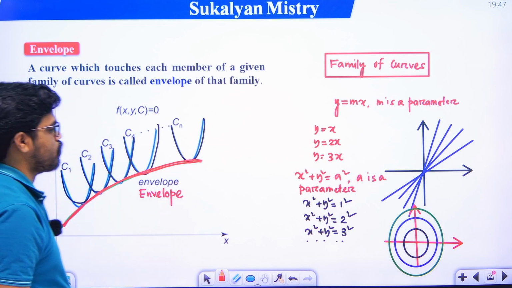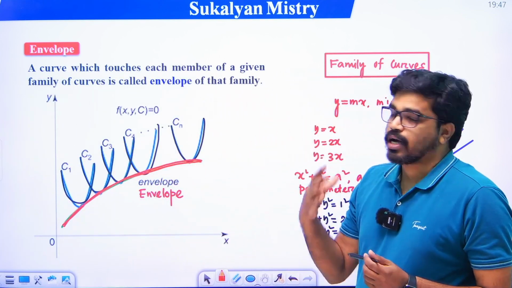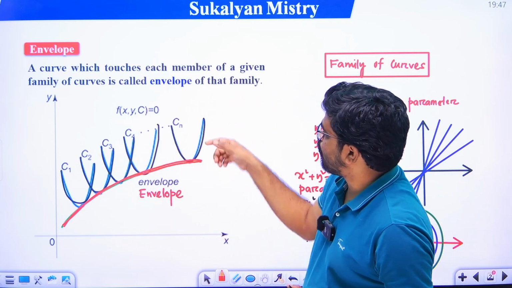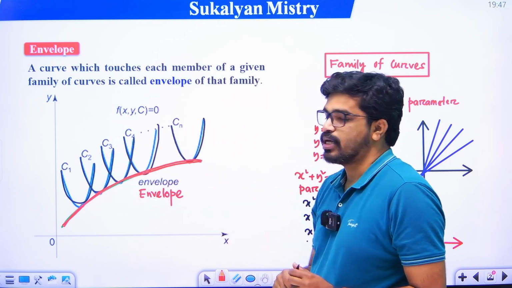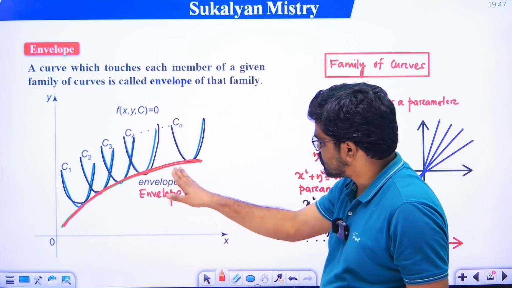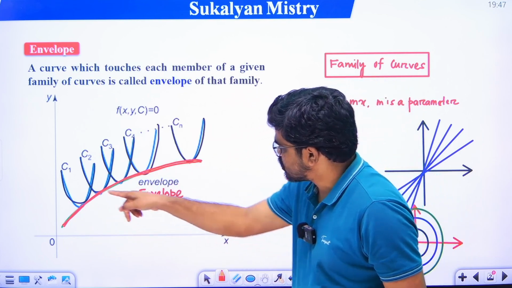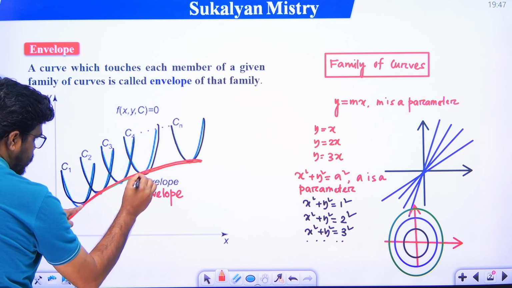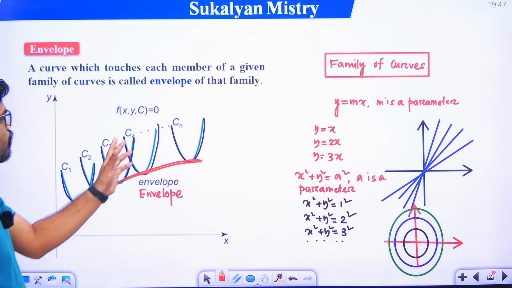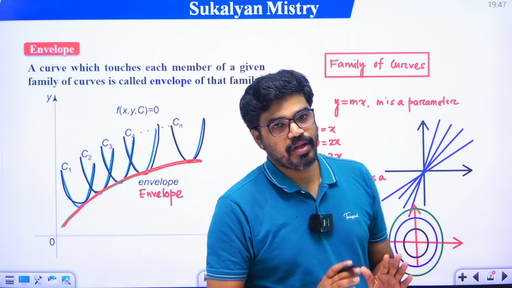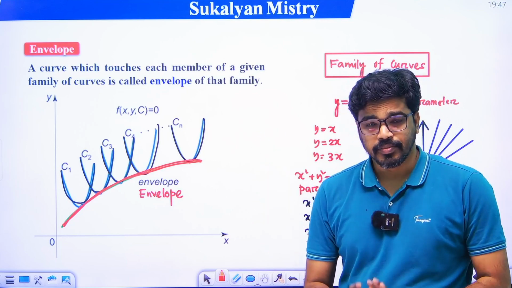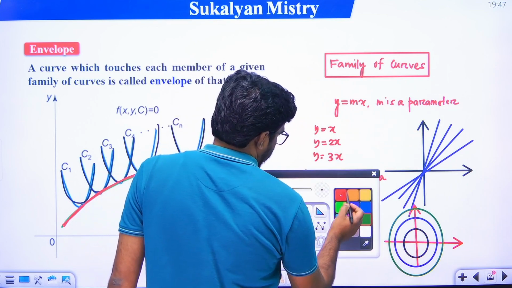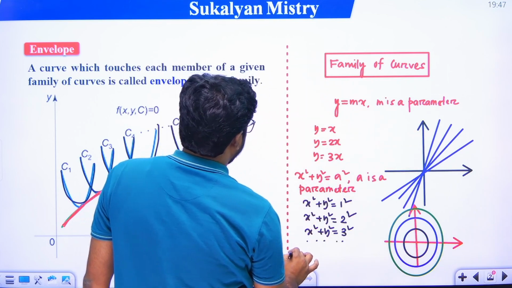Getting my point? Okay, so what is envelope? A curve which touch every member of the given family of curves is called the envelope. So for this diagram, this is an envelope. A curve which touch each member of the given family of curves is called the envelope of that family, right? Okay, so this is the concept of family of curves.